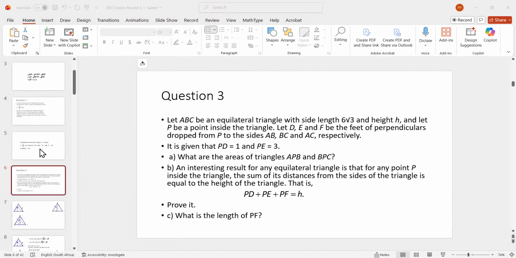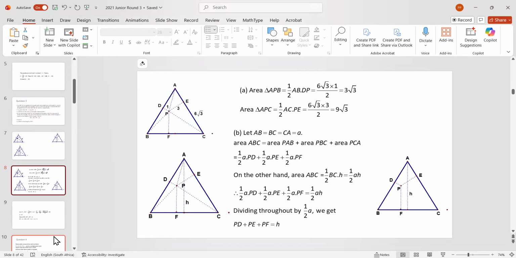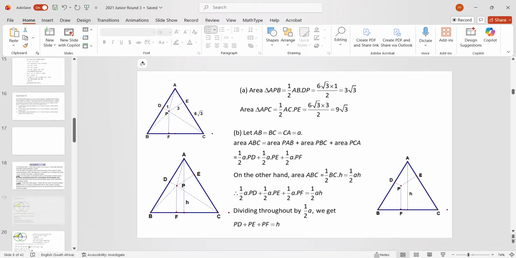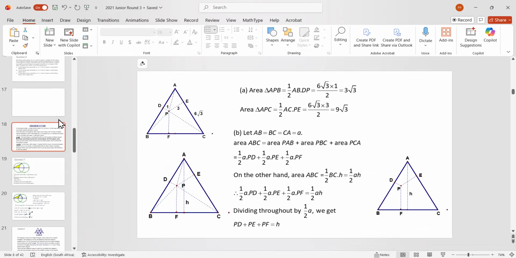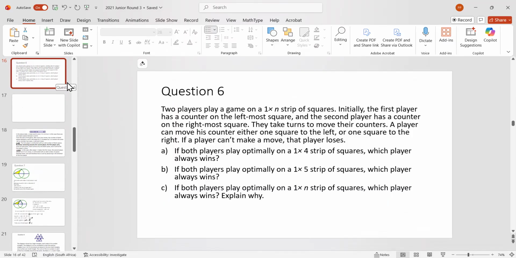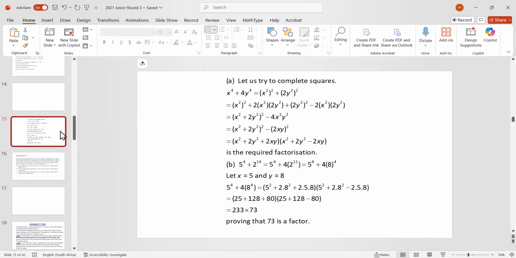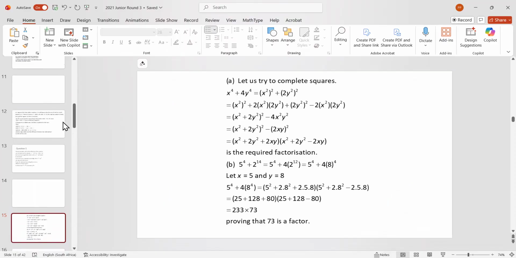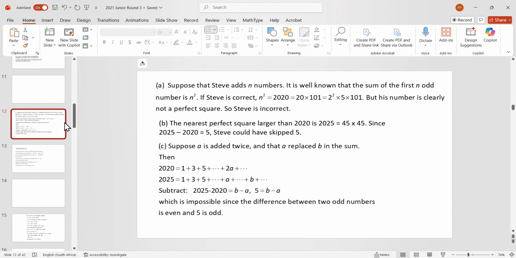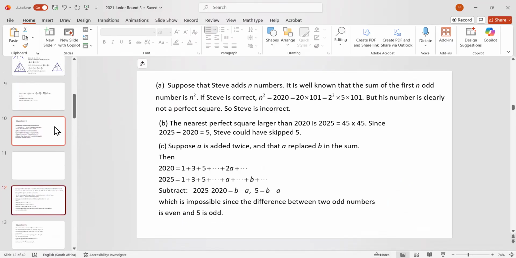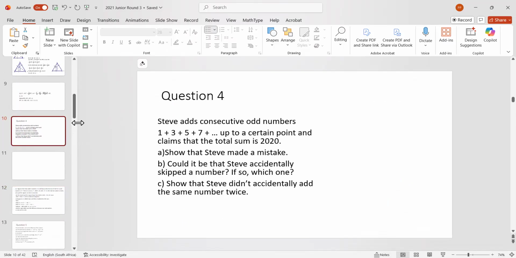Let's now get on to, okay, so this was the solution. Oh, we're still a long way. Okay, so we're doing problem number 4 now.